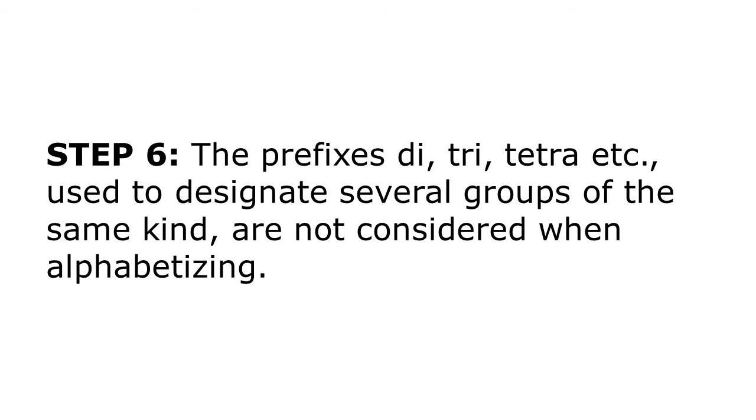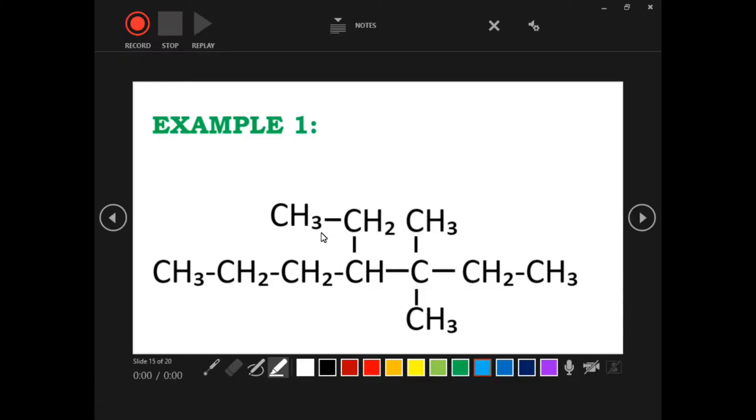Step 6. The prefixes di, tri, tetra, used to designate several groups of the same kind, are not considered when alphabetizing. So we have example number 1, and as you can see, it has also substituents attached to its longest continuous carbon chain. So we will try to designate numbers starting from the end, which has the nearest substituent attached to it. So we have 4, 5, 6, and 7. It has 7 carbon atoms on the longest continuous carbon chain, and therefore this is heptane.